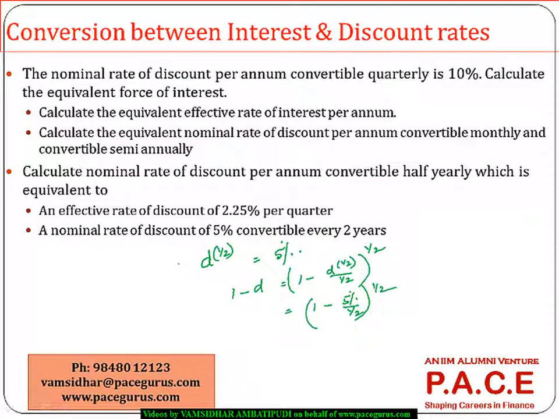So that is how we can very well consider the conversions between the various interest rates and the discount rate. All we need to have is the clarity on the usage of the formula and the interaction between the various interest rates and discount rates. Alright.